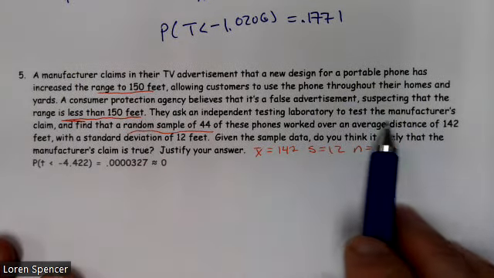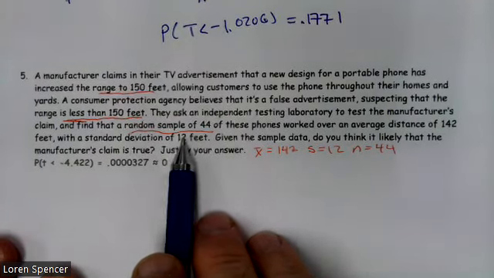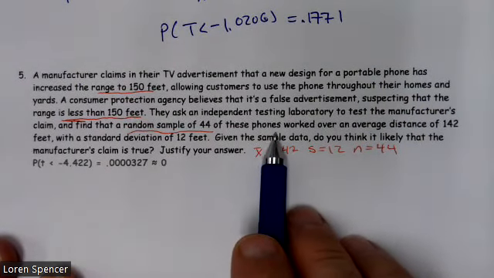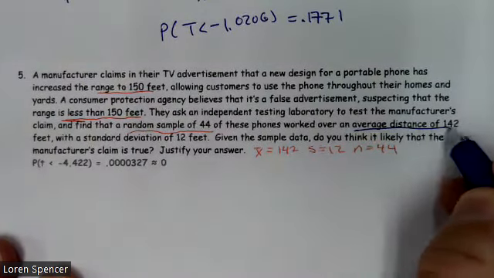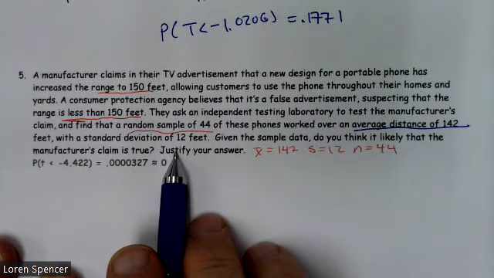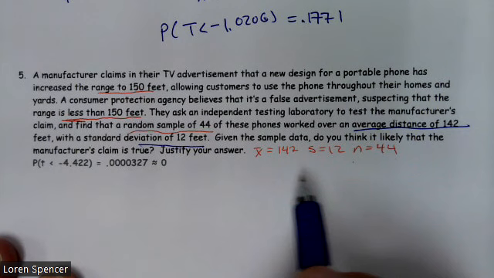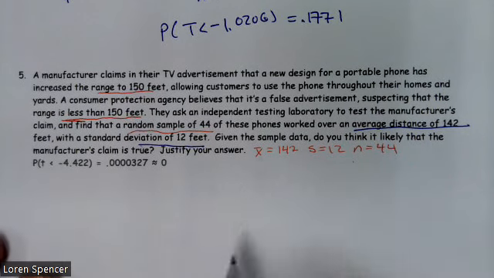They ask an independent testing laboratory to test the manufacturer's claim and find a random sample of 44. So our sample size is 44, and they worked over an average distance of 142 feet. So average distance of 142, that's my X bar, with a standard deviation of 12. So the standard deviation of my sample is 12. All right, so let's find out whether or not that claim seems reasonable.